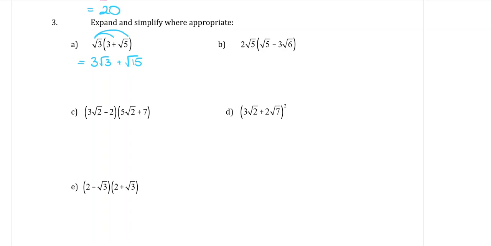And that's it. B is similar, so let's do this one. 2 root 5 times root 5. The 2 is the whole number out the front. Root 5 times root 5, the square roots disappear to just make 5. Then minus 2 root 5 times minus root 3 is minus 6, and root 5 times root 6 is root 30. 2 times 5 is 10, so I'm just tidying that up to be 10 minus 6 root 30.